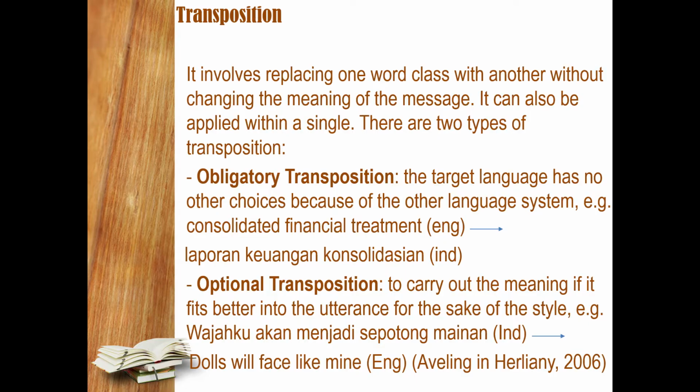Okay, and the second type of transposition is optional transposition. It is chosen by the translator to carry out the meaning if it fits better into the utterance for the sake of the style. Remember, it is done for the sake of the style. For example, there's a statement in Indonesian like wajahku akan menjadi sepotong mainan, and it is translated into dolls will face like mine.